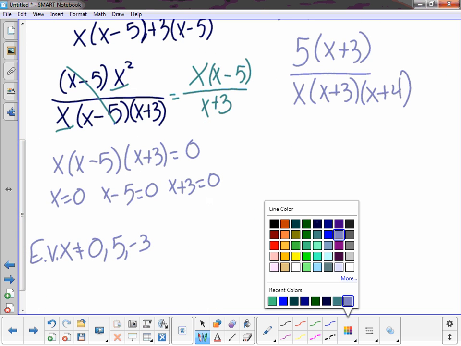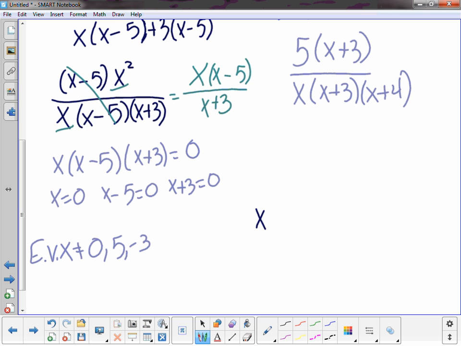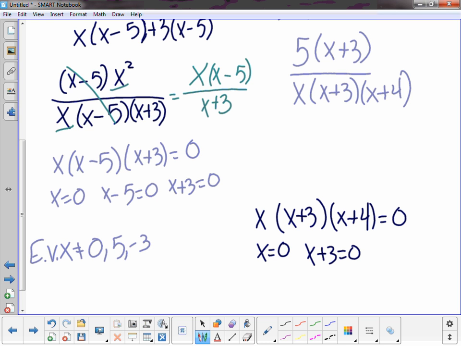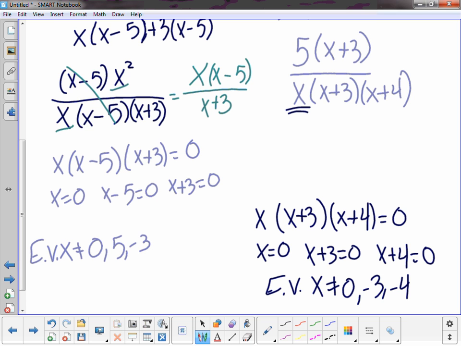Now, before I get too excited, I'm going to quickly calculate out my excluded values. So I'm going to take my denominator right now. I'm taking the denominator right after I multiply it, and I'm setting that equal to 0. So I'm taking each of these factors and setting them equal to 0. Then my excluded value is that x cannot be 0, negative 3, or negative 4. Okay, now I want to cancel some things out. I can't cancel that x out with anything because there's no thing that's just an x on top. Everything is included in a factor.